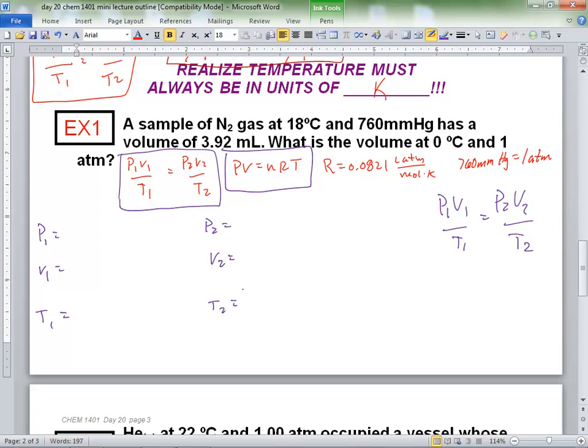Oh, we haven't picked on yet. Diana, can you name one of these variables for me? T2 would be 0 degrees Celsius. Okay. Plus the 273. Great. So that's really going to be 273 Kelvin. Okay, we've got the T2. Another one. Annabelle.